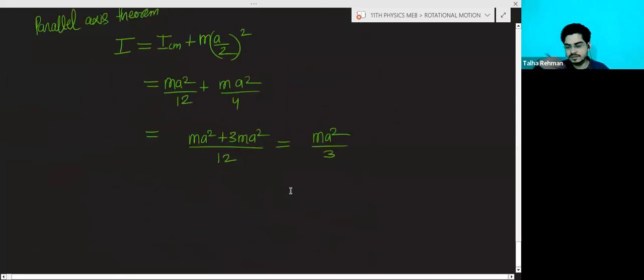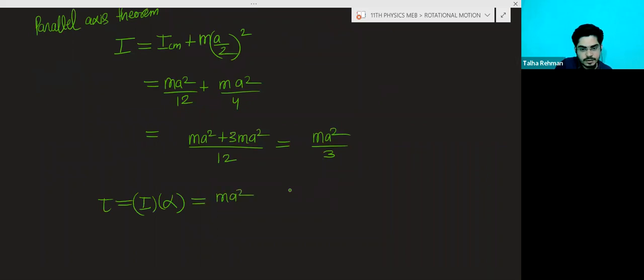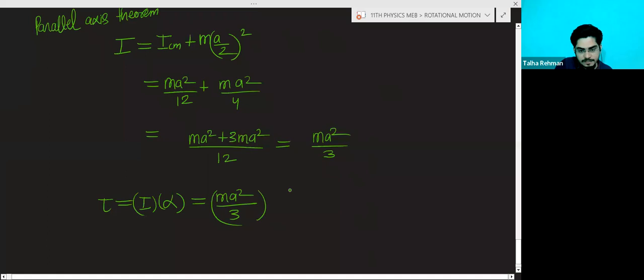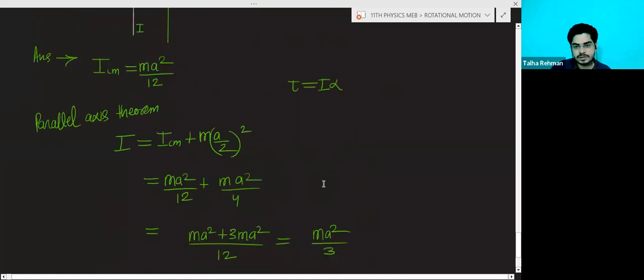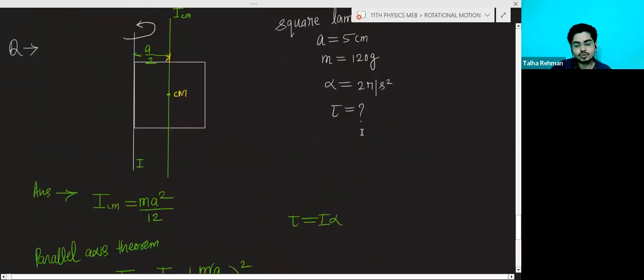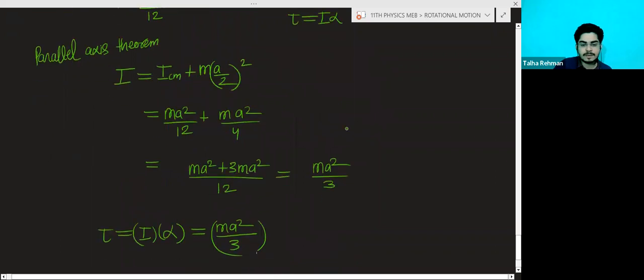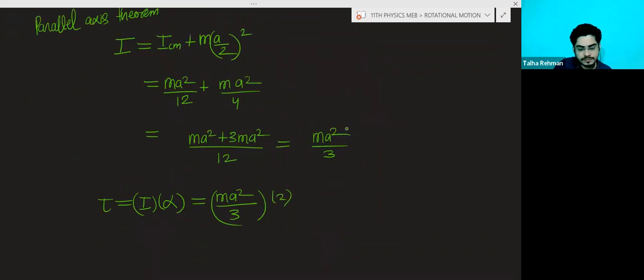Now easily you can calculate the torque. Torque is equal to the moment of inertia about the axis multiplied by the angular acceleration about that axis. The moment of inertia is MA square by 3 multiplied by alpha, which is given as 2. So you can multiply it with 2 and now you can put in all the values.